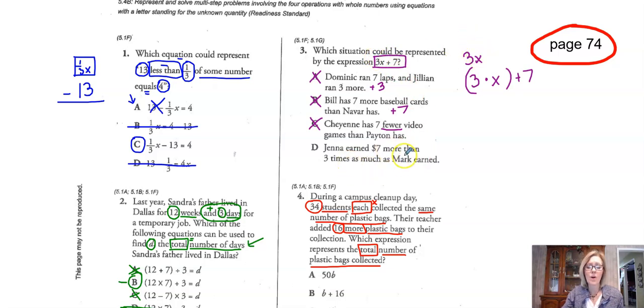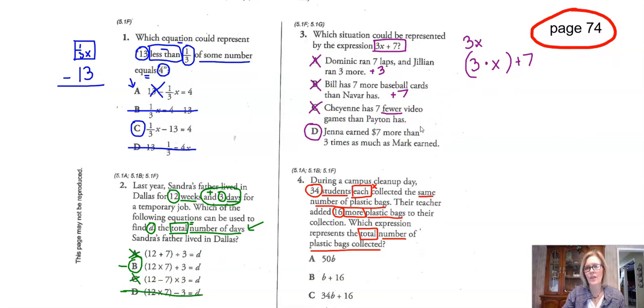So Mark, we don't know how much he earned, but he's the X. She earned 3 times as much as him, plus 7 more dollars. So this is the one that we're looking at. I hope you understood how I took you through that one. That one's kind of a tricky one.